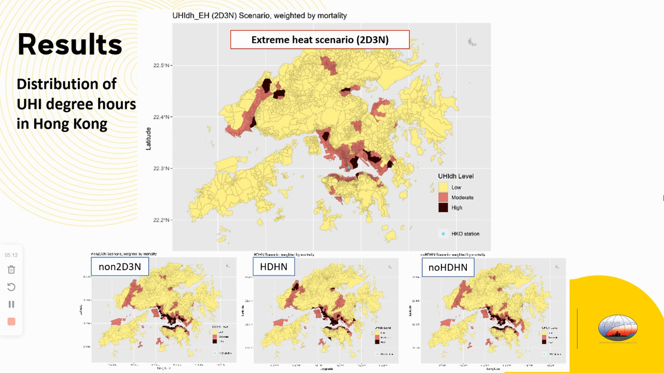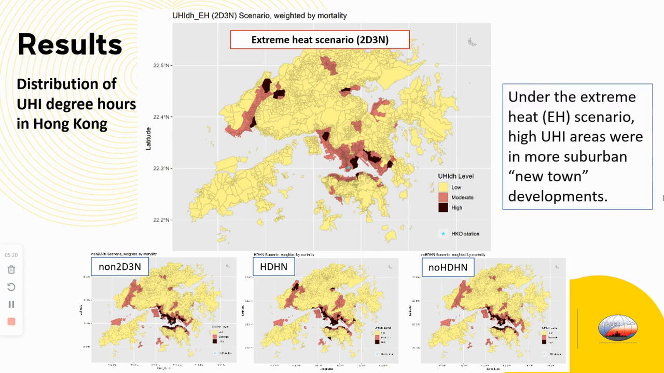You can see the yellow in the maps indicates the low UHI areas. Red indicates moderate, and high is indicated by black. What we found was that under the extreme heat scenario, the high UHI areas were in more suburban new town developments, compared to the urban core. So the black is all scattered further out, and not so much retained in the center of the city, which doesn't look central on the map, but in Hong Kong, all the yellow parts are mountains. So there we really started seeing a spatial distinction between the different scenarios.